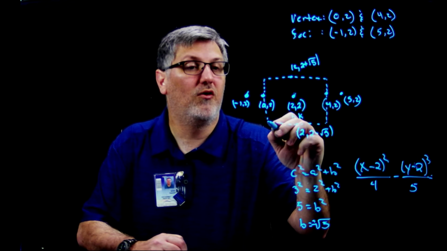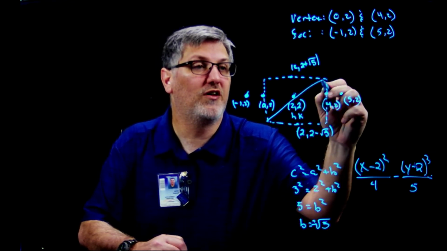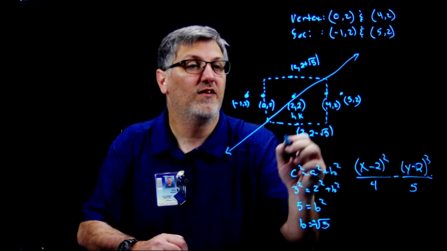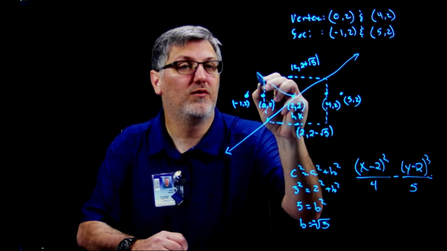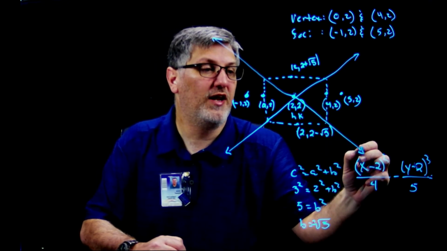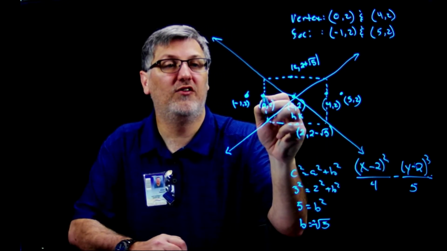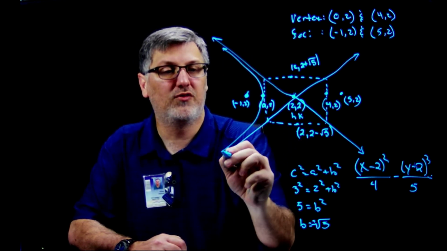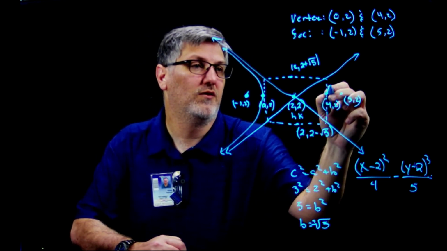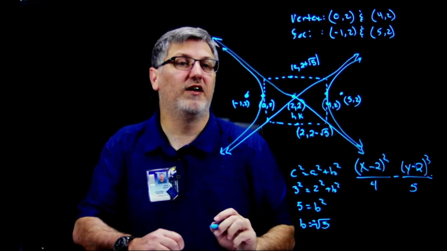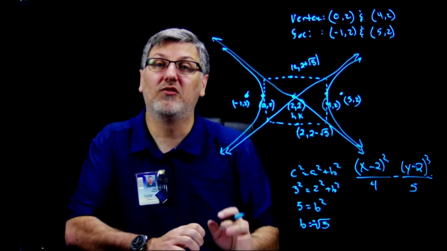Once you do that, all you're going to do is go through the center roughly. This is just a sketch, so it does not have to be perfect. There is an asymptote. There is an asymptote. I'm not too worried about the equation of the lines. You go to your vertex, you stay inside your asymptotes. And there, ladies and gentlemen, is your sketch. And that's what I would be looking for.